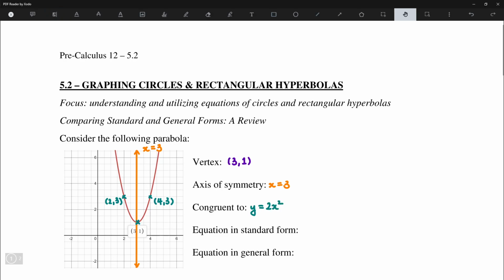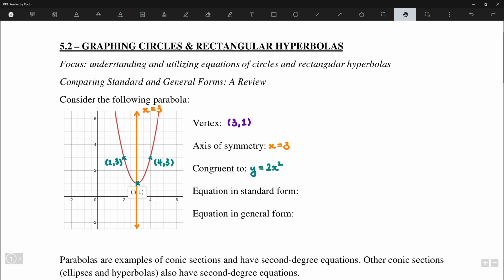By combining the vertex with the parabola that it is congruent to, we can now write the equation in standard form or vertex form. And this is how we have y is equal to 2 times (x minus 3) squared plus 1.